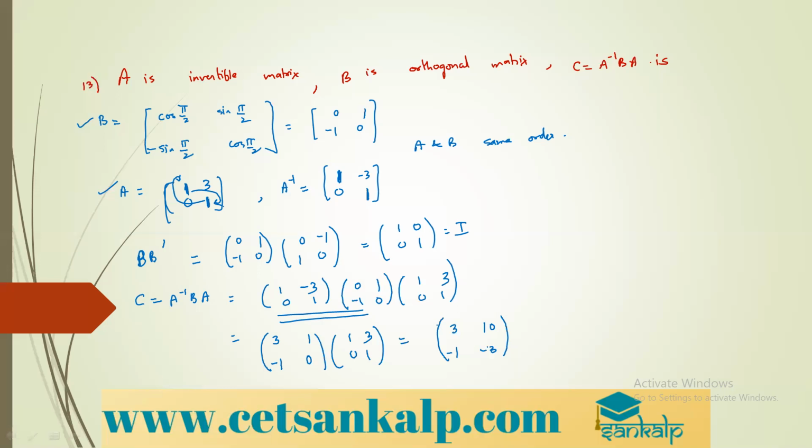So clearly the matrix C is not symmetric. Observing it, you can say it is not symmetric. It is not skew symmetric also. It is not orthogonal also. Why is it not orthogonal? Because CC dash is not I. If you want, you can check. CC dash is not I. So option D, none of these, you have to select.